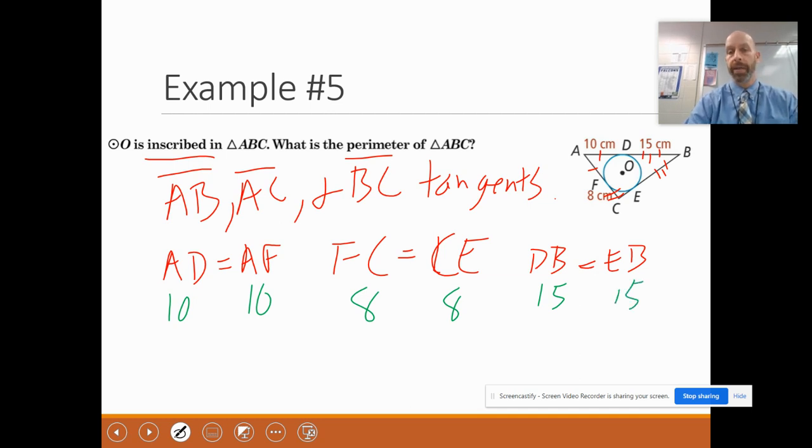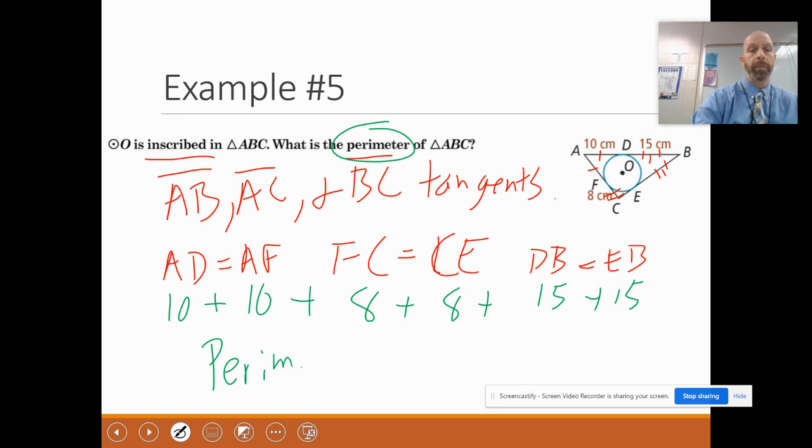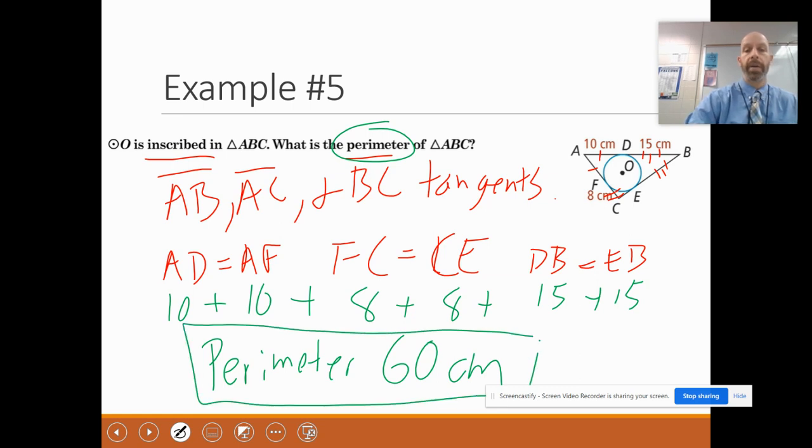We know all of these things, so now all we got to do is just add all of them together, because this question is asking us for this perimeter, the total distance around. Again, I'm going to use my calculator to make sure I don't make any careless mistakes, and I get a total perimeter of 60 centimeters. The total distance around is 60 centimeters.